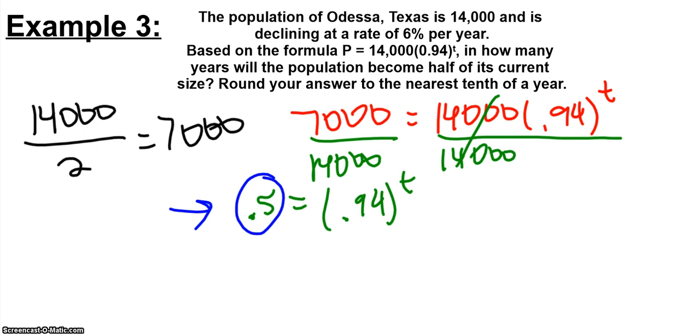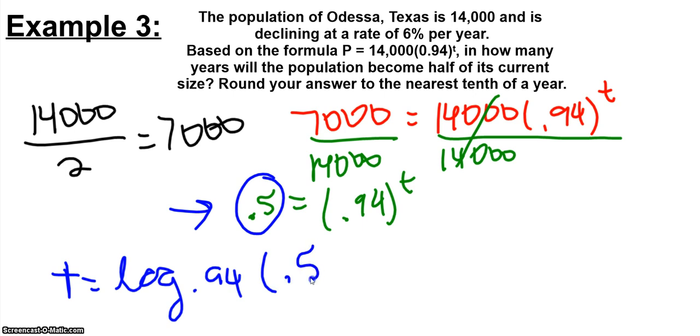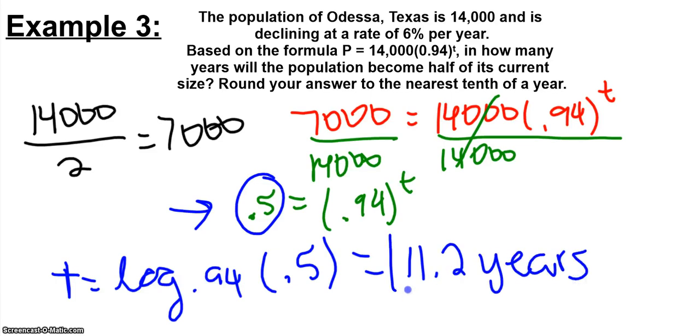All right, now in order to solve for that T, we have to convert it to log form. So I'm going to have T is equal to, we have log, our base is 0.94, our argument is 0.5, so a half. Now we're going to type that into our calculator, so hit math, and type it just like you see it. So 0.94 and 0.5, hit enter, and you get 11.2 years. So in 11.2 years, their population will be half of its current size.